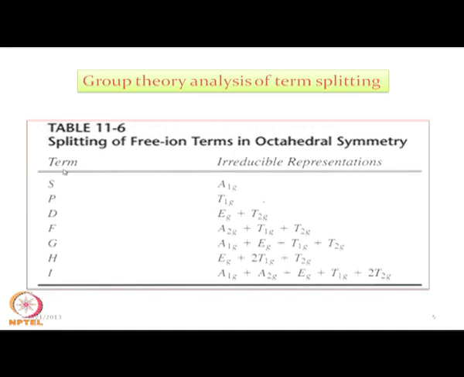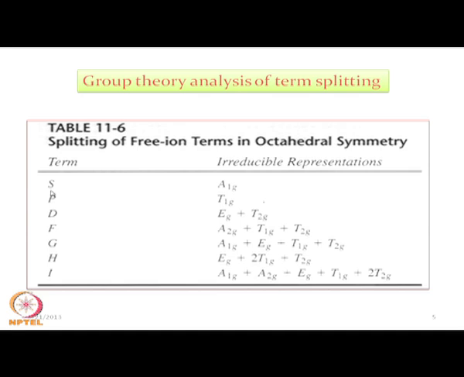Once we have the term, these particular terms are what we call the irreducible representations, which are nothing but the corresponding terms in octahedral symmetry. So, if we put octahedral symmetry, these are the terms, up to I basically: S, P, D, F, G, H, I. These are the maximum limit we can have while handling d1 to d10 electronic configurations.